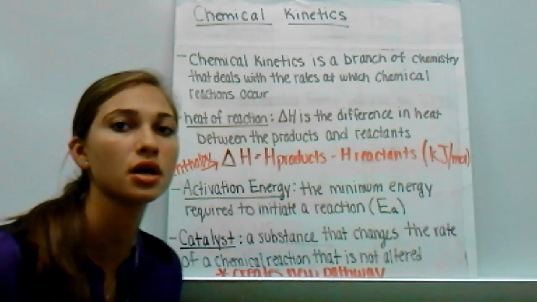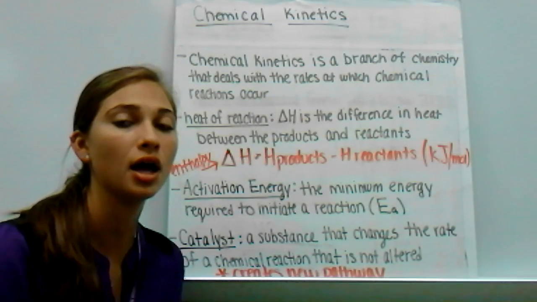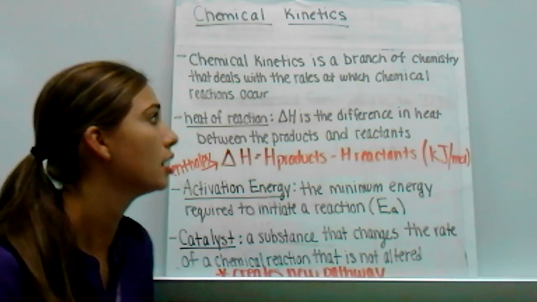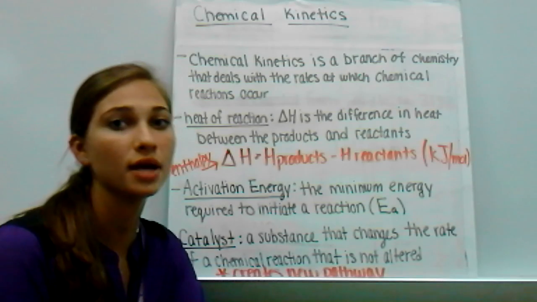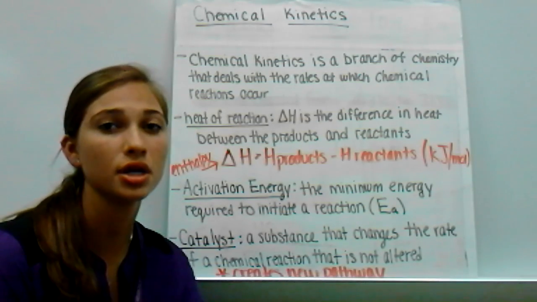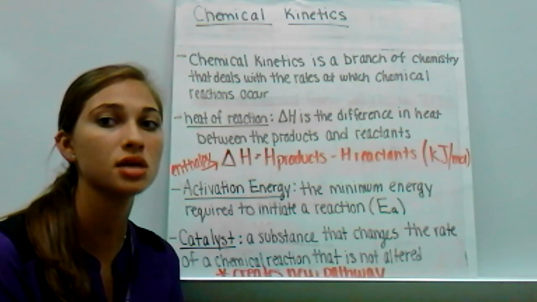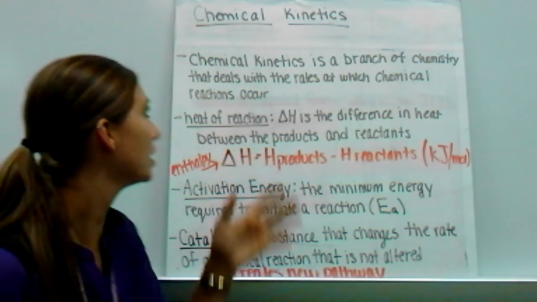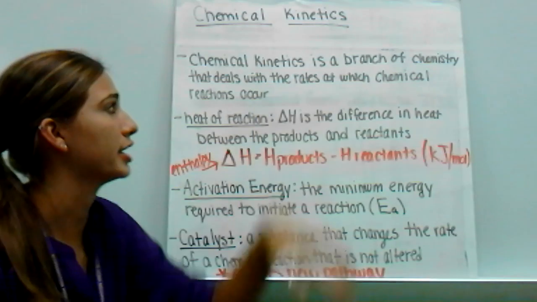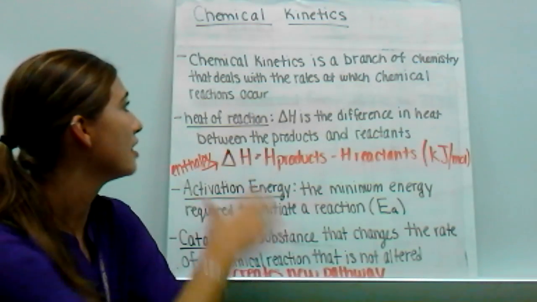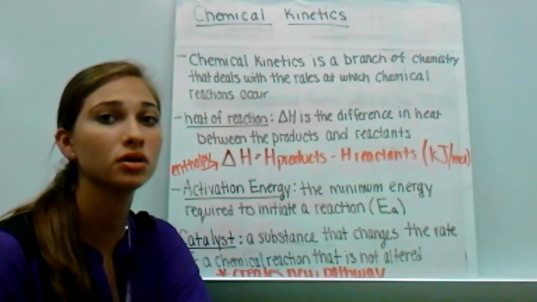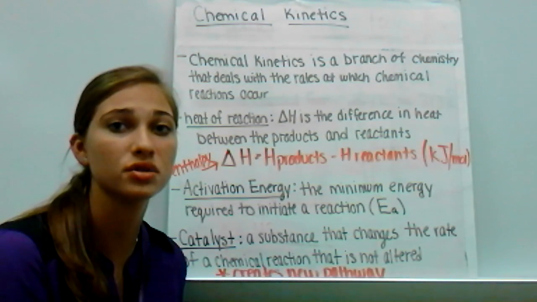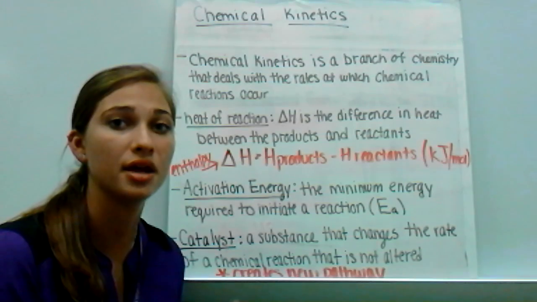So in this video we're going to talk about chemical kinetics along with the reaction coordinate diagram. This is one of the diagrams in the thermochemistry unit, but it also has to do with kinetics. Chemical kinetics is a branch of chemistry that deals with the rates at which chemical reactions occur. The reason it also deals with thermochemistry is because we're dealing with energy.